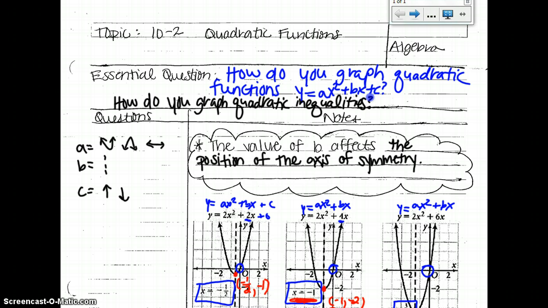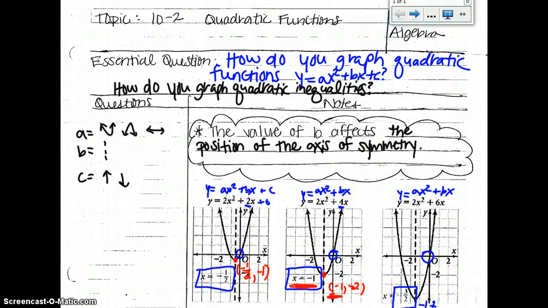When you're done copying that down, go ahead and turn over to the last page of this section. We are only taking one page of notes today.